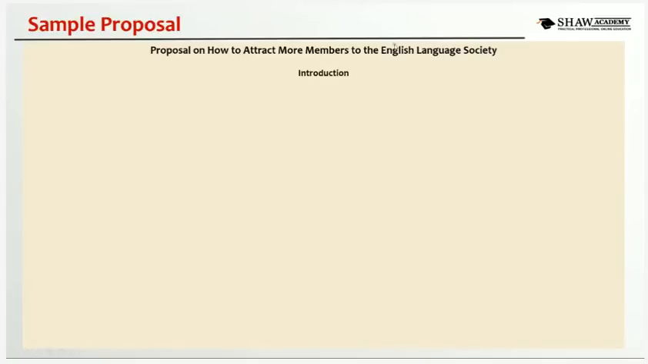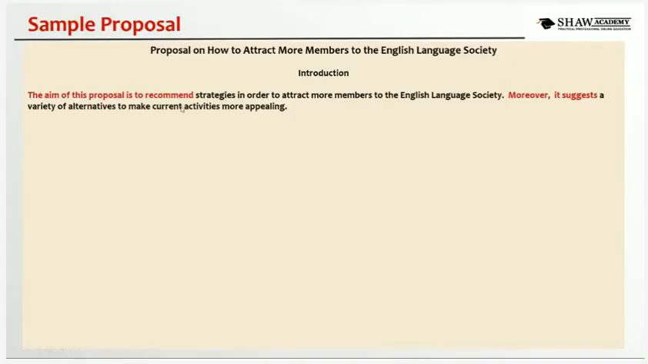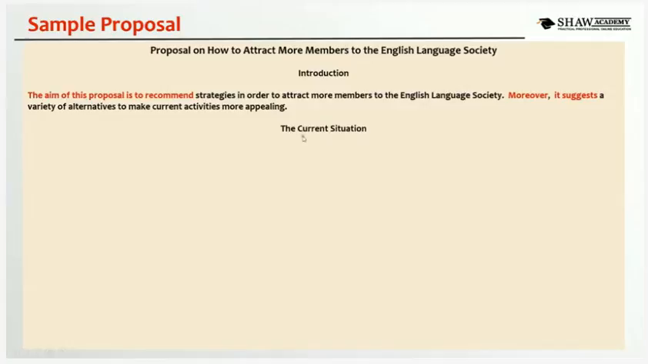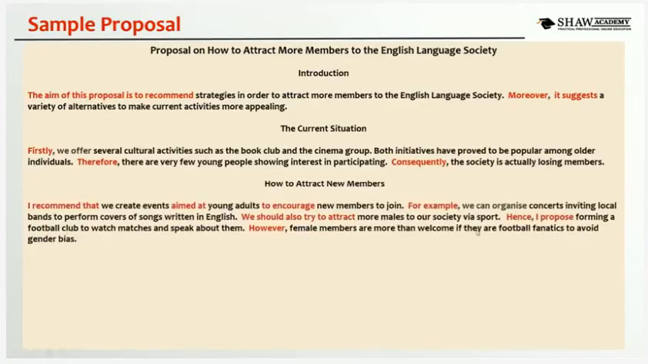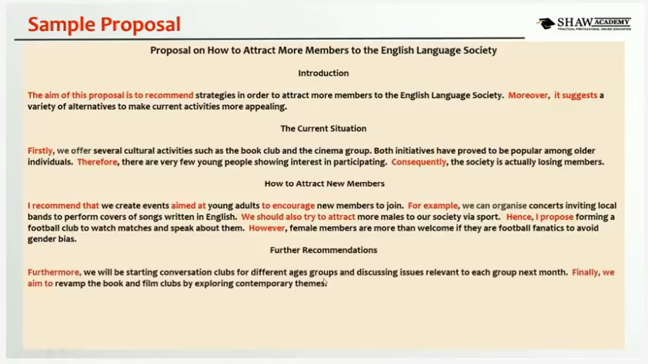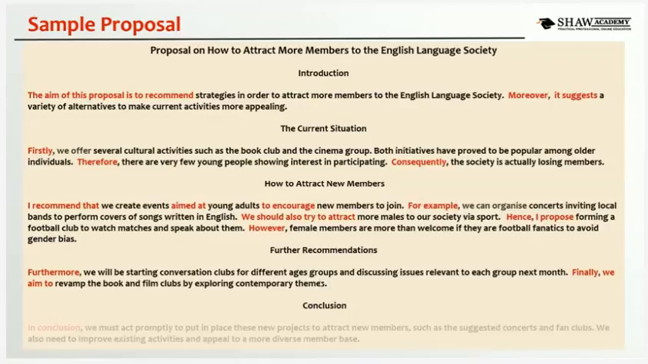So again, I have my title, Proposal on How to Attract More Members to the English Language Society. I have my introduction. The aim of this proposal is to recommend strategies in order to attract more members to the English Language Society, etc. Then I start talking about the current situation in the society and what's happening and the results or consequences of this. Obviously, I've highlighted the useful expressions or connectors in red. Then I further develop. I start to propose how to attract new members. I make further recommendations and I state my conclusion.